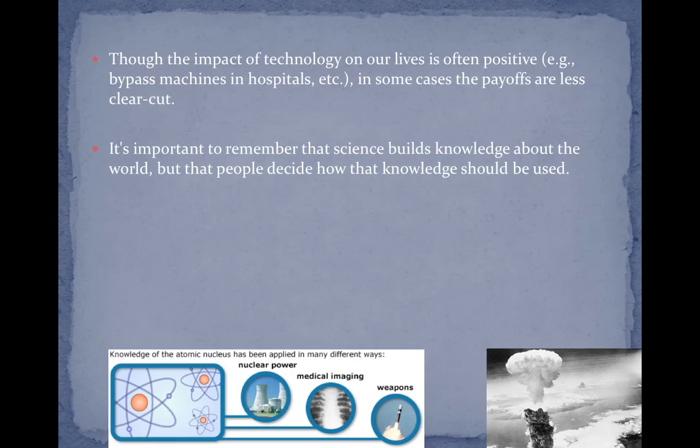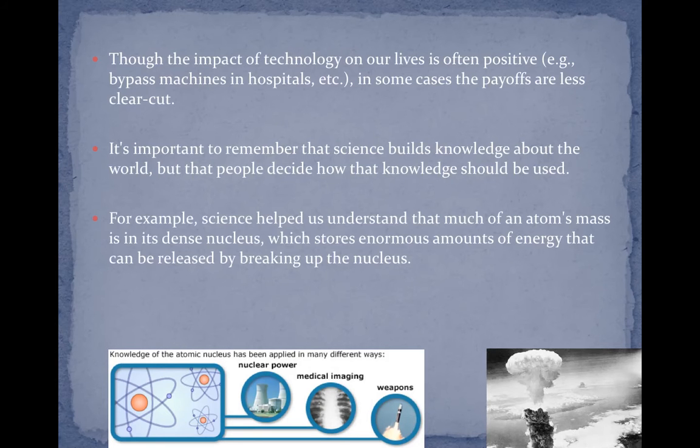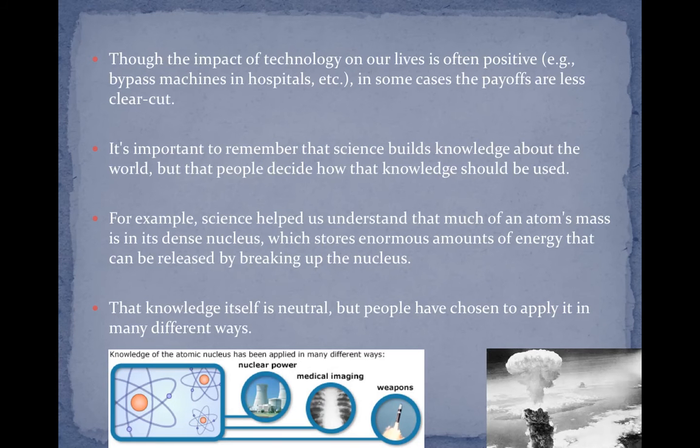So how do we actually decide whether we can do what we want to do? For example, science helped us understand that much of an atom's mass is in its dense nucleus, which stores enormous amounts of energy that can be released by breaking up the nucleus. This is a fundamental principle with nuclear energy use, where we can disrupt that and release that energy. The knowledge we can say is neutral, but how people have chosen to apply it may not be.